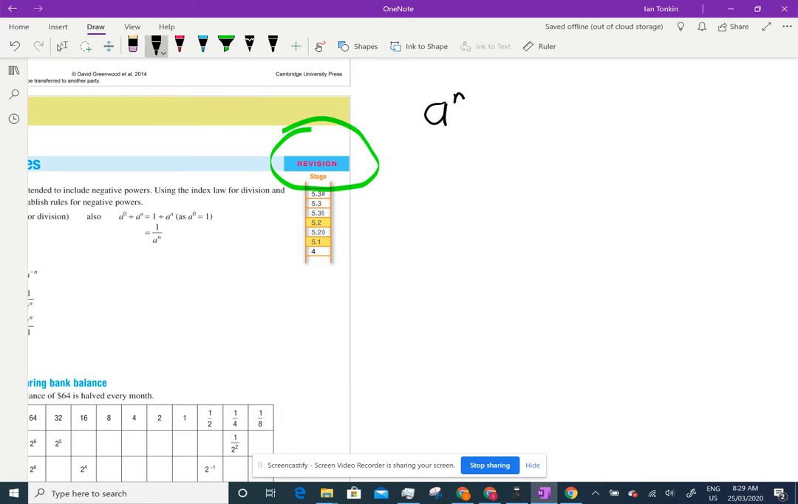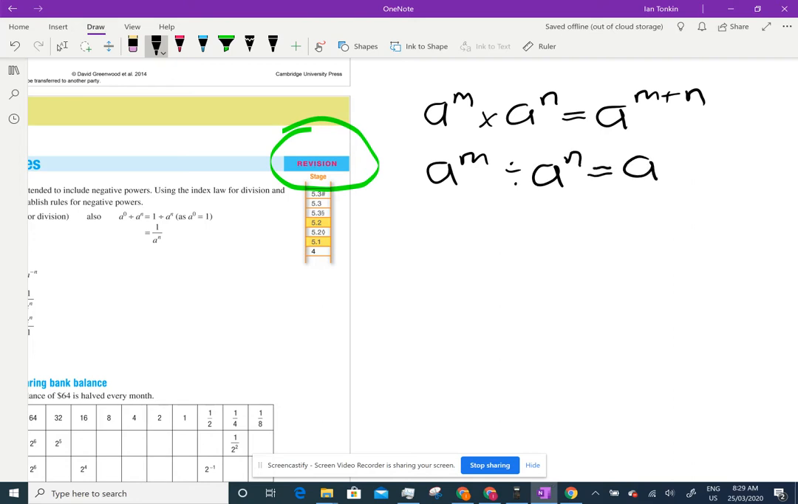A to the m times a to the n, you add the powers: a to the m plus n. A to the m divided by a to the n, we subtract the powers. You're going to have to know these off by heart. A to the n to the m, we multiply the powers.